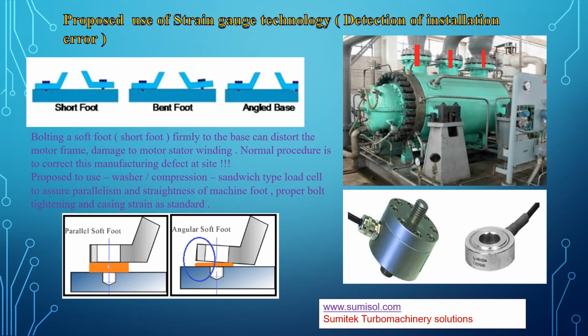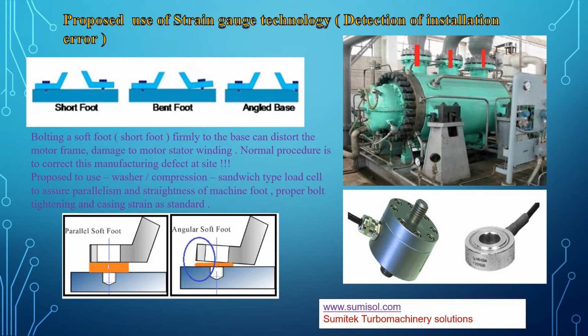So another interesting application for strain gauges is for them to be used as load cells. Whether it's a washer or sandwich or a vapor type load cell, several applications can be proposed accordingly. In order to help achieve machine foot integrity, especially with regards to parallelism and straightness, and ensure a proper bolt tightening, it's proposed to use washer compression sandwich type load cells. The load cell in this case, acting as a strain gauge, can help identify if there's a soft foot or a bent foot or an angled base.